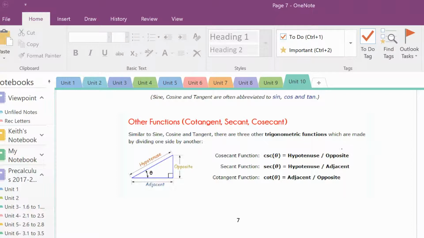So the cosecant is the reciprocal of the sine. The secant is the reciprocal of the cosine. And the cotangent is the reciprocal of the tangent. So instead of opposite over hypotenuse, it's hypotenuse over opposite for cosecant. Instead of adjacent over hypotenuse for secant, it's hypotenuse over adjacent. And for cotangent, instead of opposite over adjacent, it's adjacent over opposite.